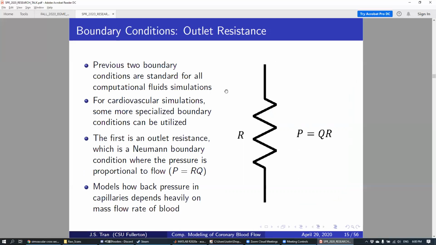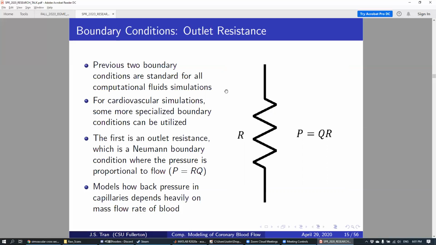We leverage an equation that looks very similar to Ohm's law. If you remember, Ohm's law was voltage equals current times resistance. The fluid mechanical analogy is pressure equals flow times R. The way these boundary conditions work is that as your simulation is running, it computes the amount of flow going through your outlet by integrating the velocities, then multiplies that flow by the resistance, which gives you a pressure that you can apply as a Neumann boundary condition.